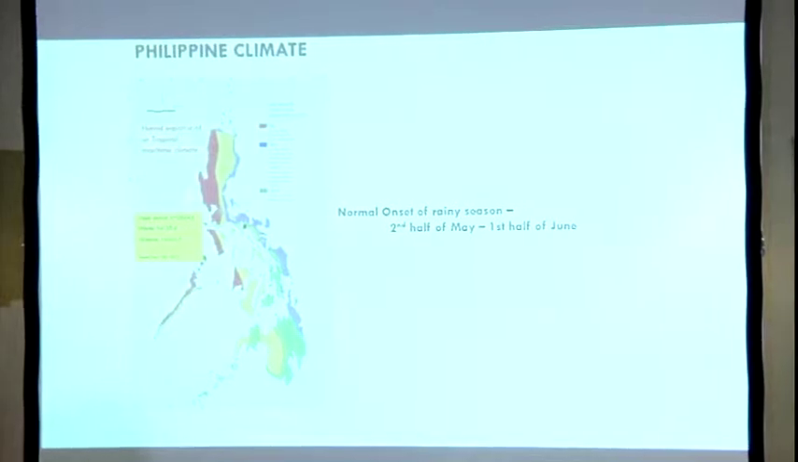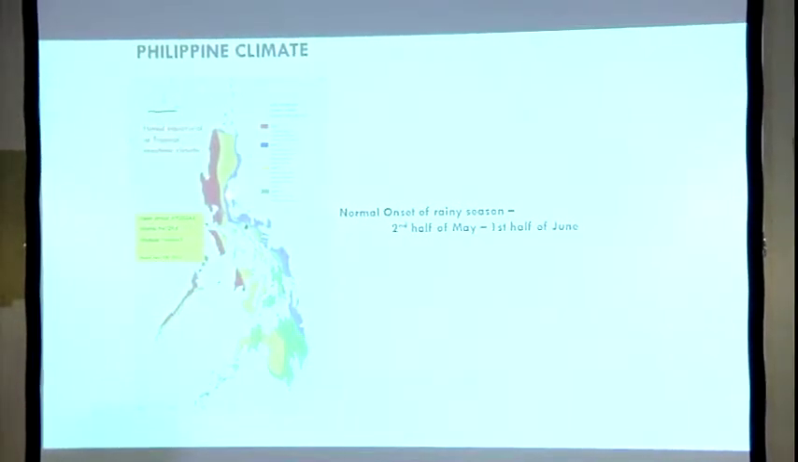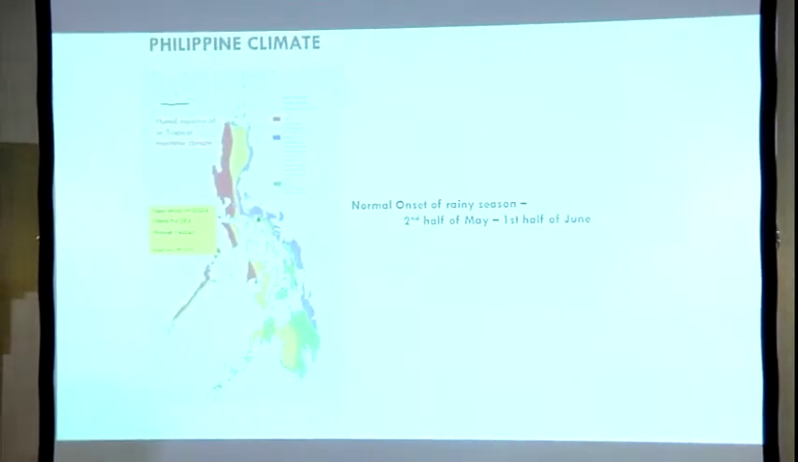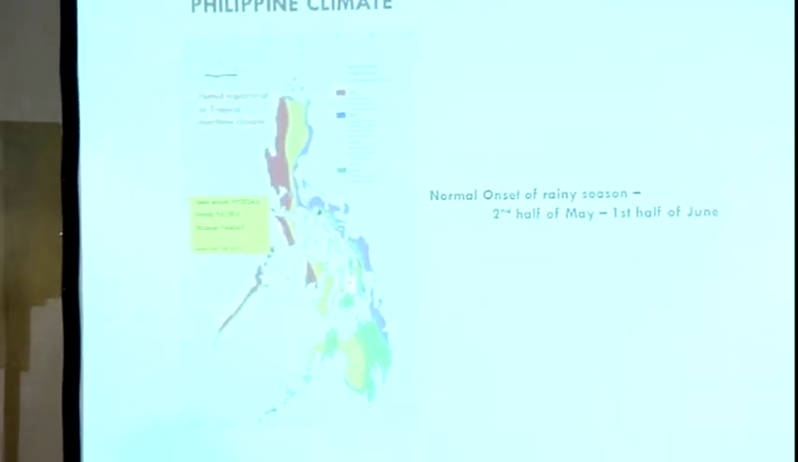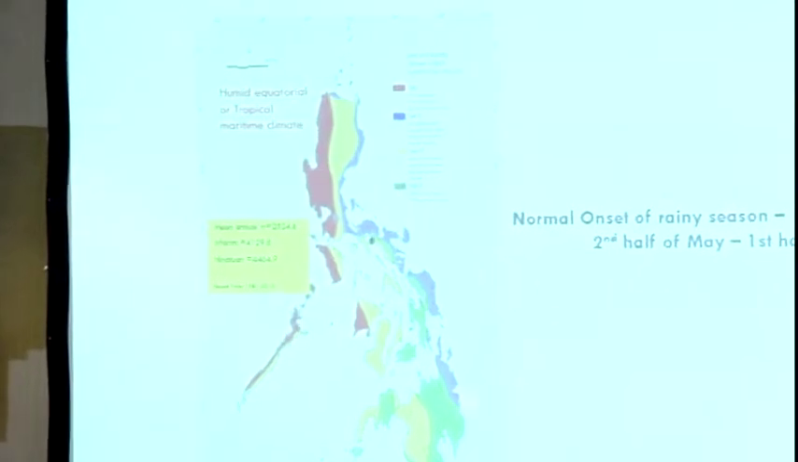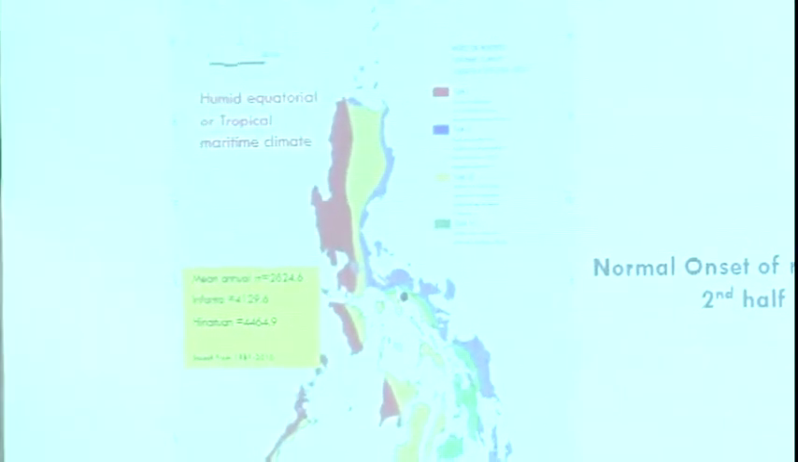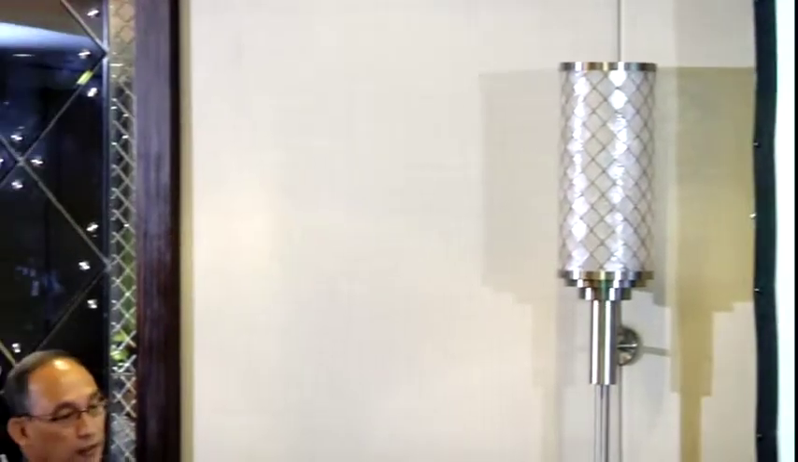So this is the climate of the Philippines. Note that we only have two seasons, wet and dry, right? So, but it does not really say that there is a dry season over here on the eastern side of the Philippines. There is always rainfall all throughout the year on the eastern side of the Philippines. On the western side of the Philippines, we have two distinct seasons, wet and dry. Yes, okay? The other is wet and very wet.